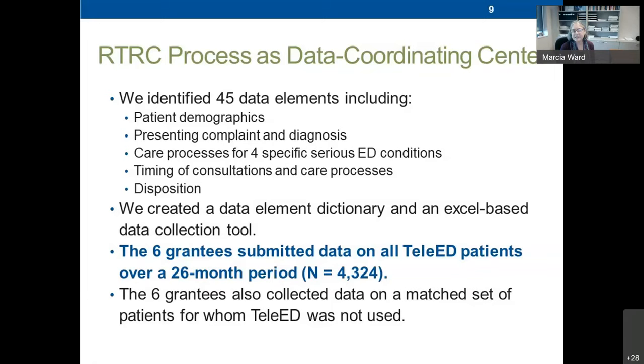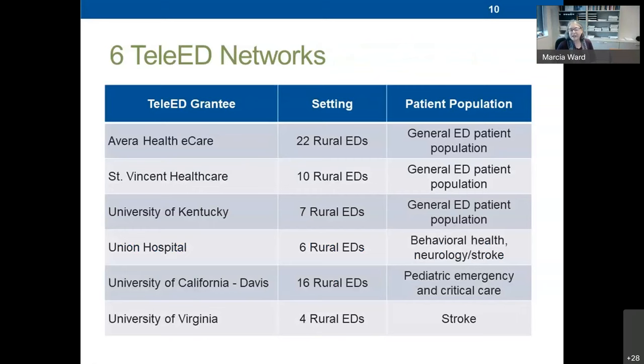Next slide. So these are the 6 grantees that were funded during it. And it turned out, parallel to what we had found in the literature, that there were basically the 2 buckets. Just happenstance, it turned out that the top 3 had the all-comers model of the services they were providing. And then the bottom 3 all had specialized services. 2 of them provided telestroke, 1 pediatric emergency critical care services, and another 1 behavioral health services.